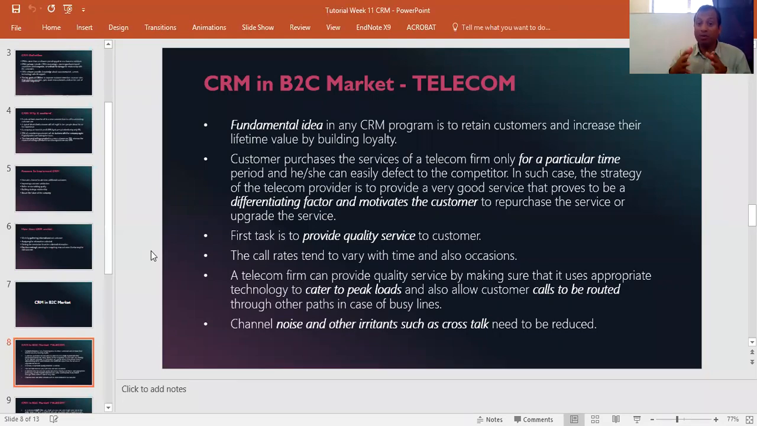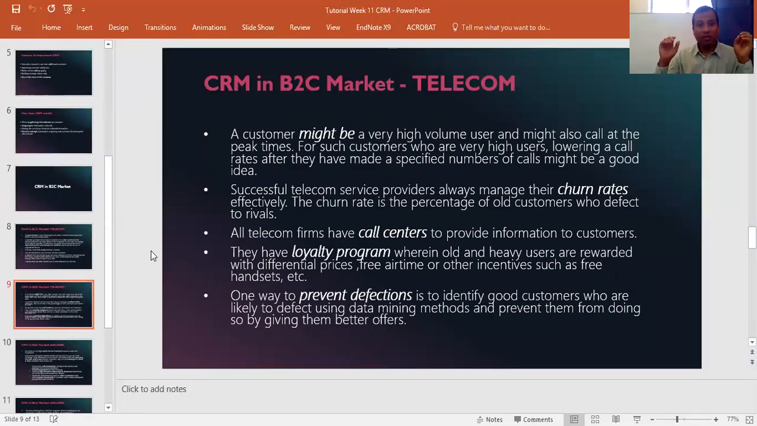So you have to have some kind of rerouting if something is not working properly or if there are busy lines. Channel noise and other irritants such as crosstalk need to be reduced. Probably this sort of issue is mostly noticed in developing countries where the infrastructure is limited. But I'm sure that developed economies like Australia, the US and European countries don't have the issues of noise cancellation or the irritation or the crosstalk and all.